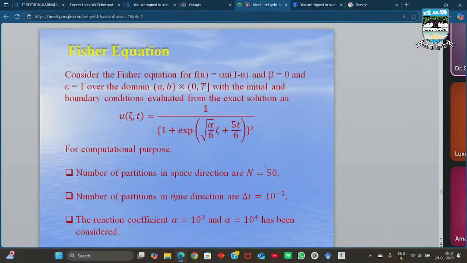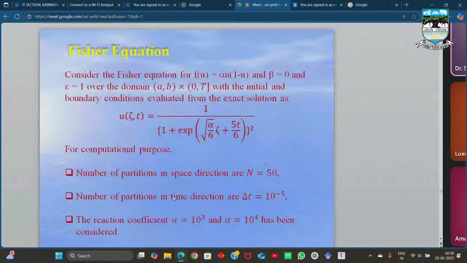Then the next equation is Fisher's equation, and in this equation the source term is non-linear and is taken to be alpha u into 1 minus u. Here the advection term is taken to be 0 and epsilon is taken to be 1. Therefore, the initial and boundary conditions are extracted from the exact solution. The partitions in space direction are taken to be 50, so the total number of points to be interpolated is 200.